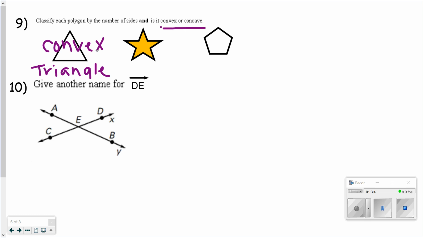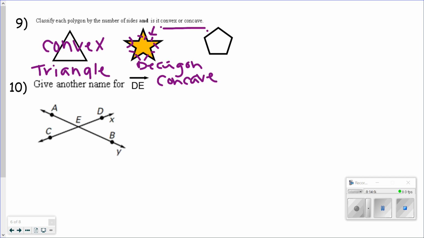All right, how about this star? Well, you got to count the sides. 1, 2, 3, 4, 5, 6, 7, 8, 9, 10. So what's a 10-sided polygon called? It's called a decagon. And this does indent with the star. So for example, that's an indent where it goes in. So this is called concave.